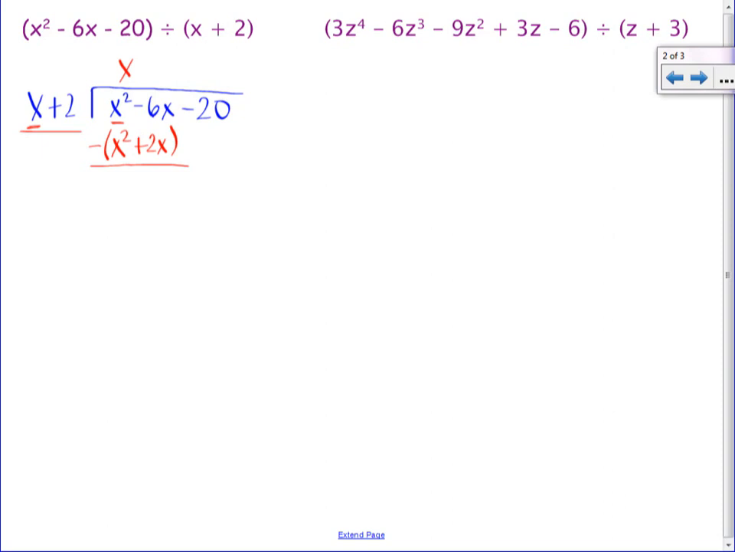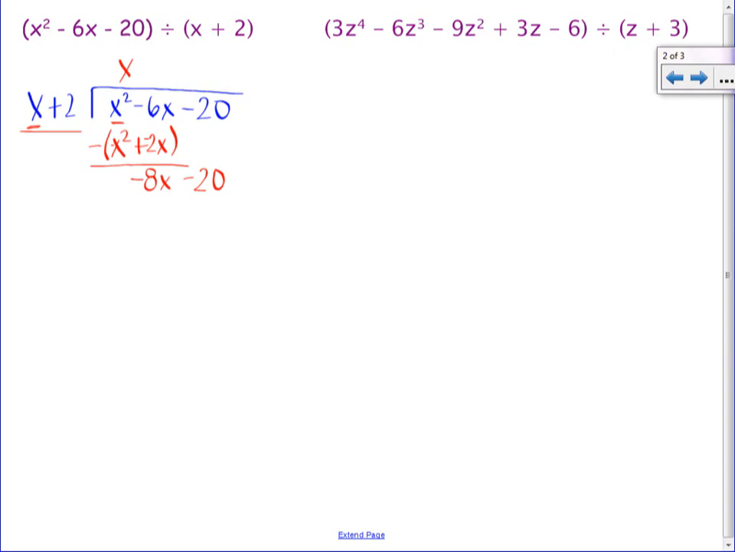Negative 8x. How come? Yeah, this is minus 2x right here because we have to subtract both of these. So we have negative 6x minus 2x gives us negative 8x. Okay, and then we drop down the next term, right? Okay, so we got our minus 20 right here. And now the process starts over again.